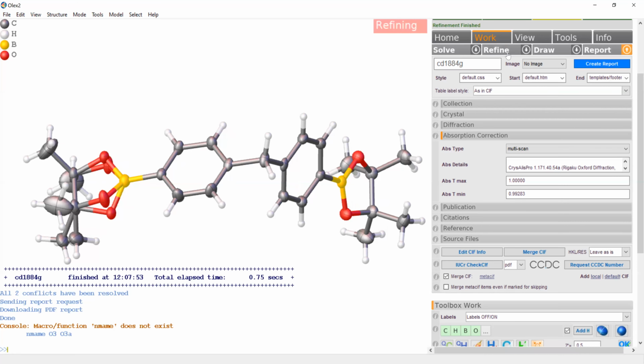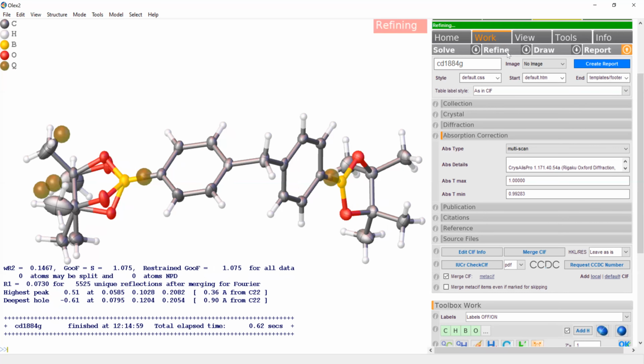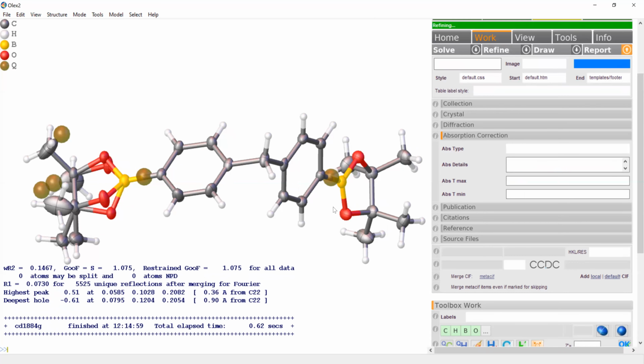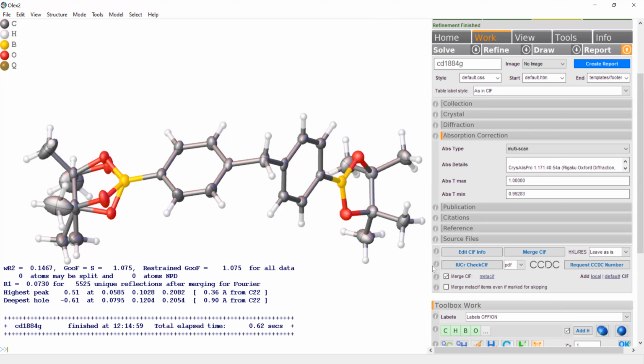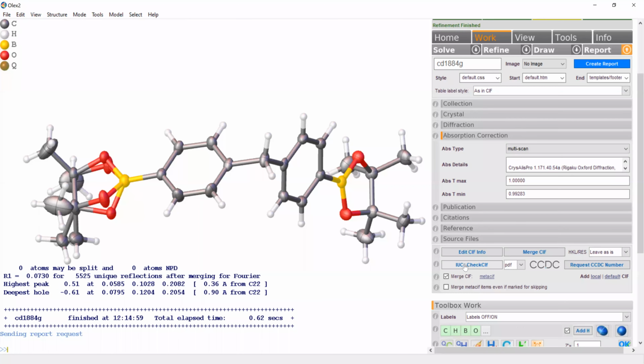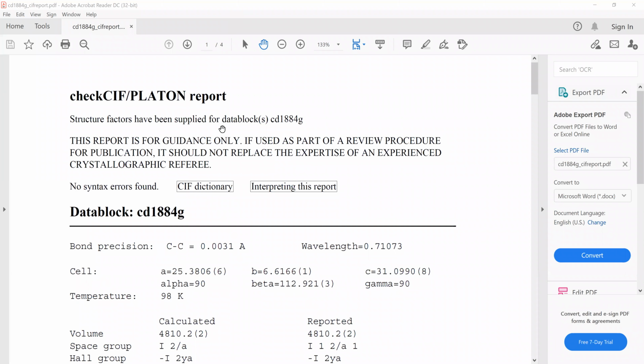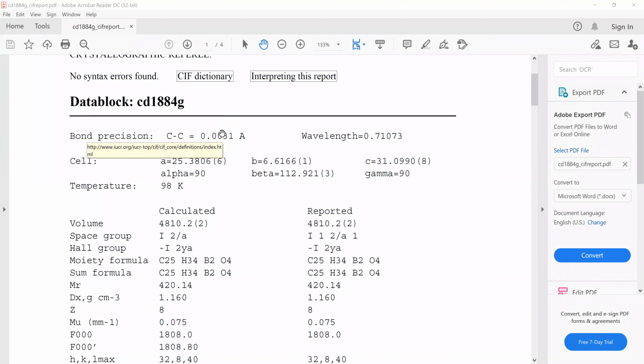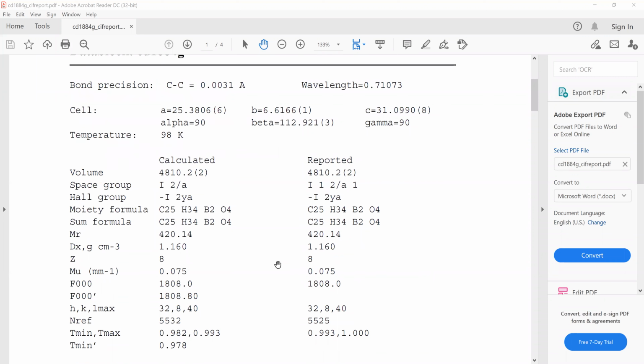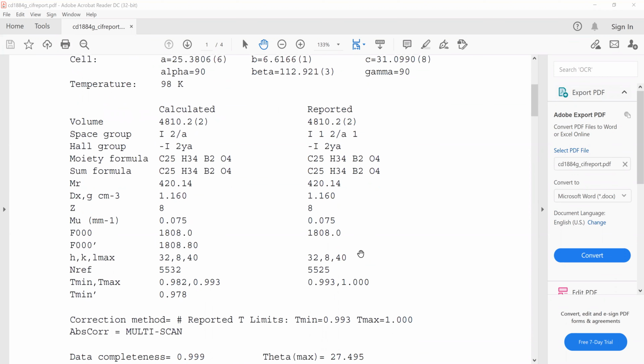And then we're going to click refine. And then we can do another checkCIF file as well. So we do another checkCIF. We'll see that that C error that was related to the Z value will be gone as well. So now we have the checkCIF. We did another checkCIF report. Now our Z value is correct.